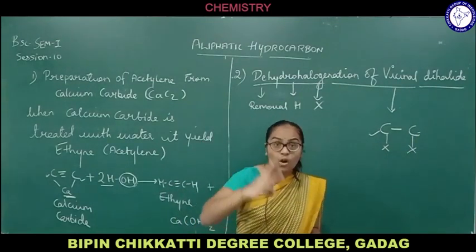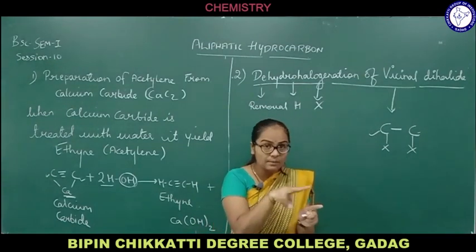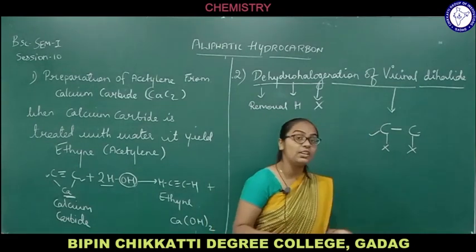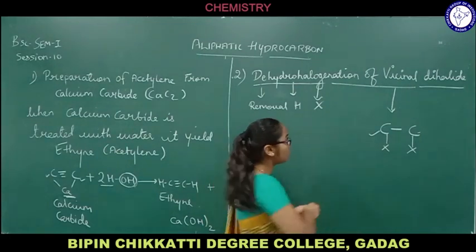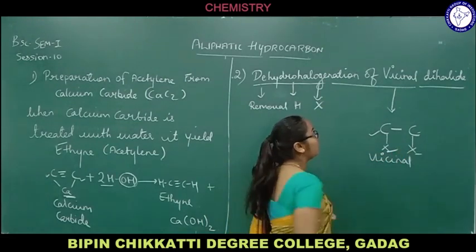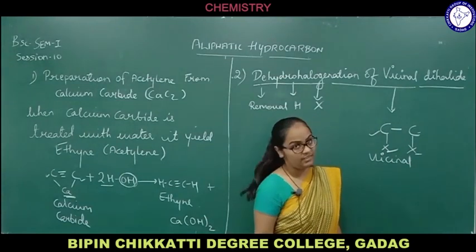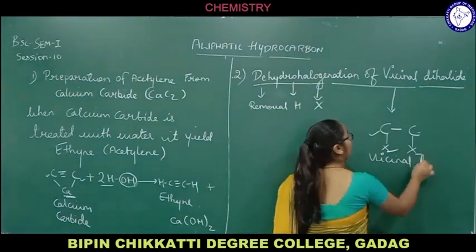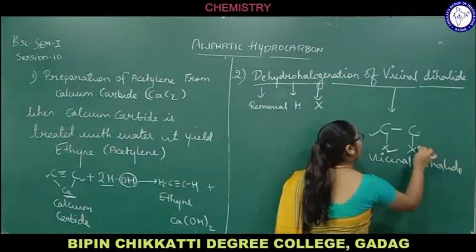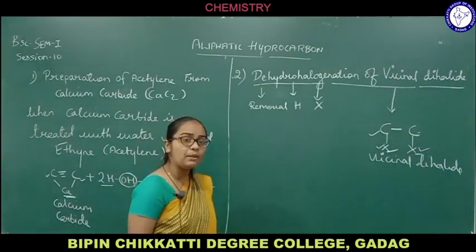If two halogen groups get attached to two carbon atoms in such a way that they are on adjacent carbon atoms, this is the meaning of the word vicinal. Vicinal means the two halogen groups are attached to the adjacent carbon atoms of the carbon-carbon bond, right? So vicinal dihalide. Di means two, so two halo groups, or halogen groups, are attached to the adjacent carbon atoms.